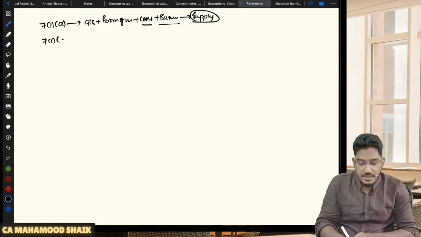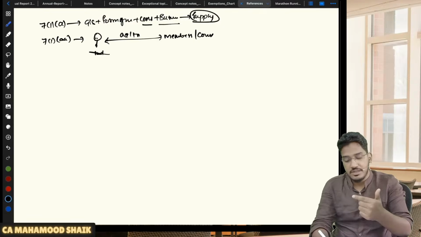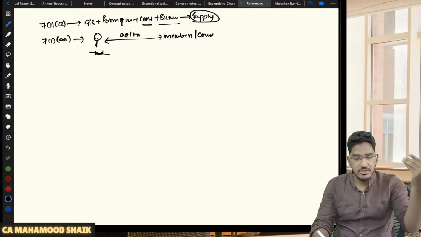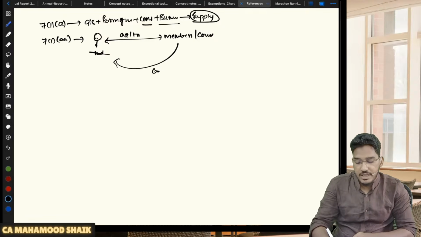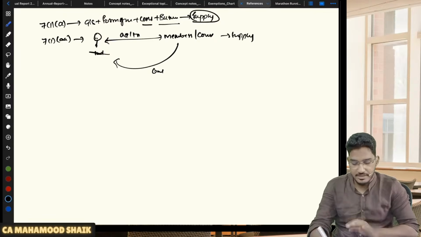Then we have section 7, subsection 1, clause AA, which says that a person other than an individual, if providing any activities or doing any transaction to its members or constituents, or vice versa, for a consideration, then it will qualify as supply. Basically, the services provided by clubs to its members and all will get qualified as supply.